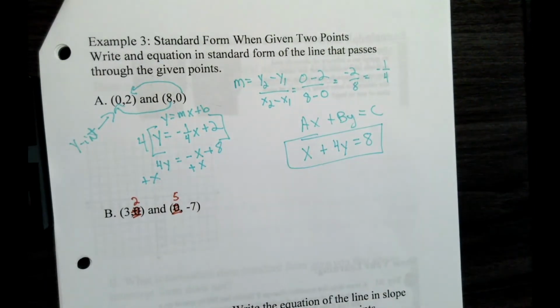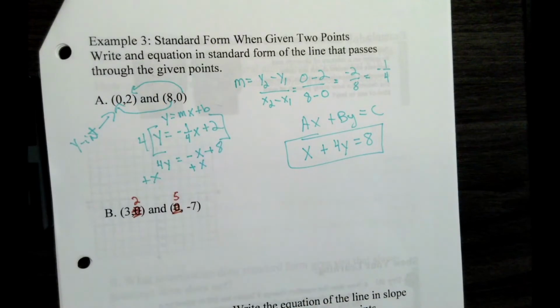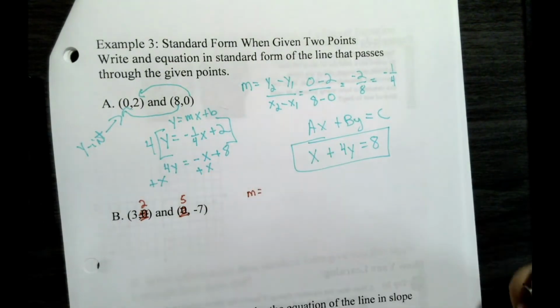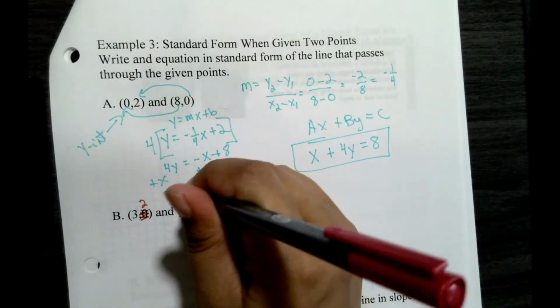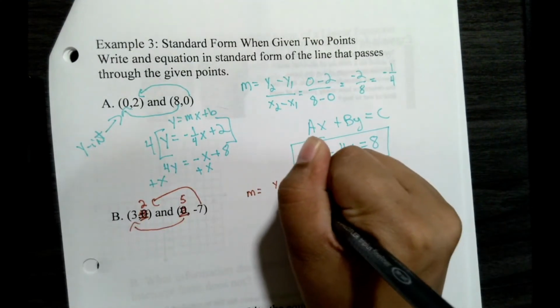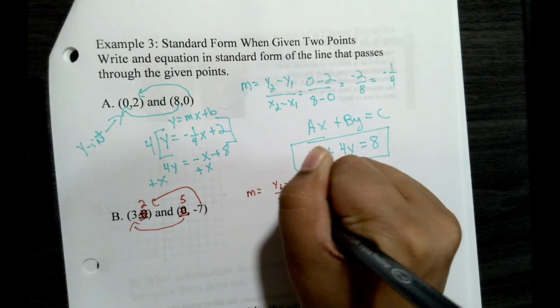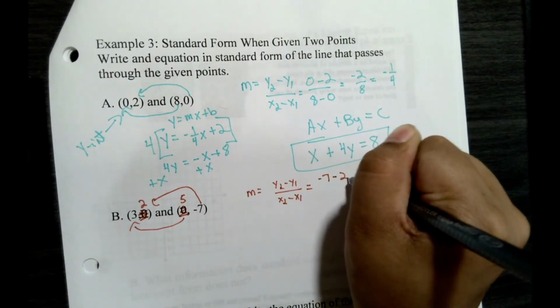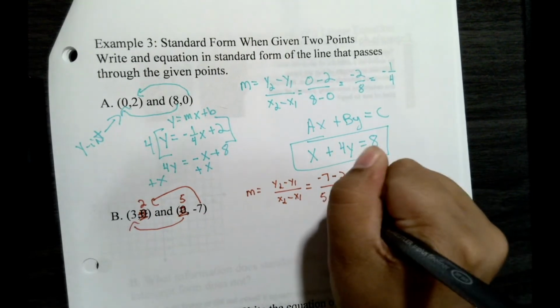Okay, so it's a lot easier if they give us the y-intercept, but this time they didn't. At least in the way that I fixed it, they didn't. So let's take a look. We're still going to have to find the slope no matter what, unfortunately. So y2 minus y1 over x2 minus x1 is equal to negative 7 minus 2 over 5 minus 3. Negative 7 minus 2 gives us a negative 9. 5 minus 3 gives us a 2.